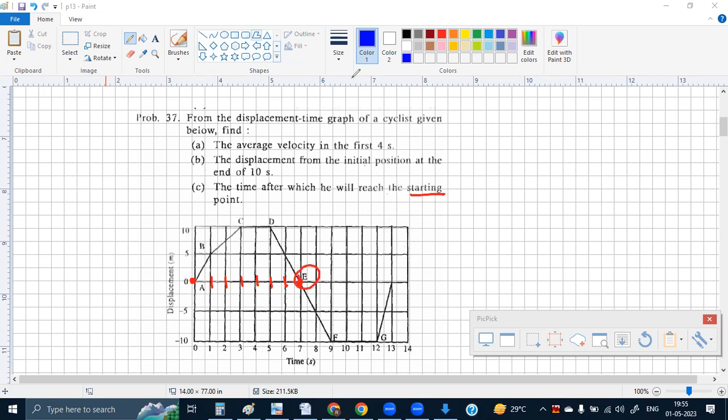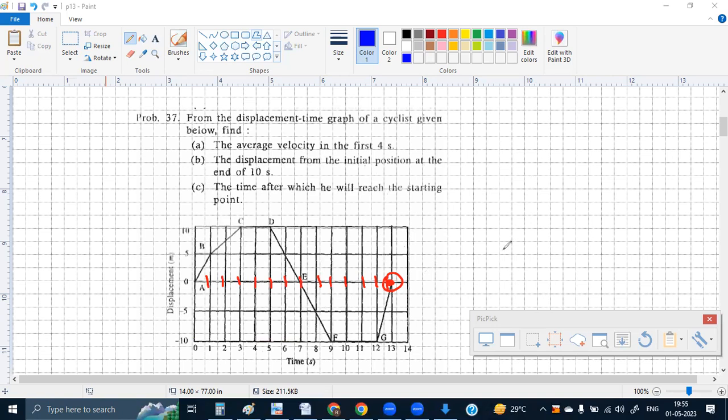Another answer is also there. Second answer is also there. At this point also he is reaching the starting point. So you count this: 1, 2, 3, 4, 5, 6, 7, 8, 9, 10, 11, 12, 13. After 7 seconds and 13 seconds, he is at the starting point. That will be the answer. Got this?